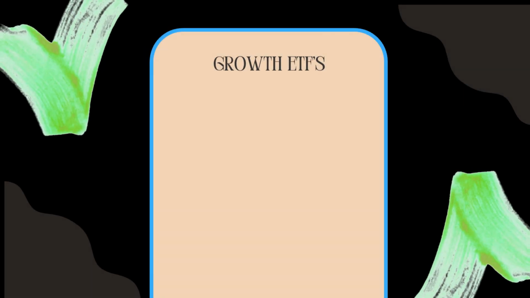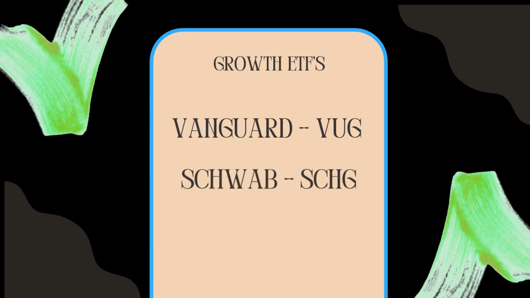Number 2. Growth ETFs focus on companies expected to expand faster than the overall market. They can be more volatile, but they're popular for long-term investors. They include Vanguard's, Charles Schwab's, and Invesco's ETFs. Those ticker symbols are VUG, SCHG, and QQQM.